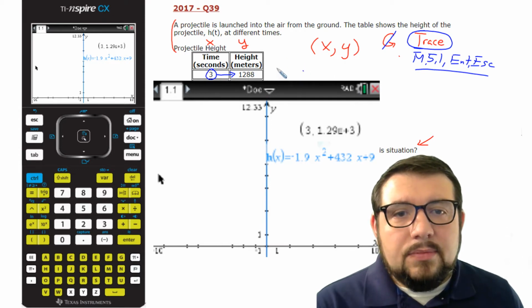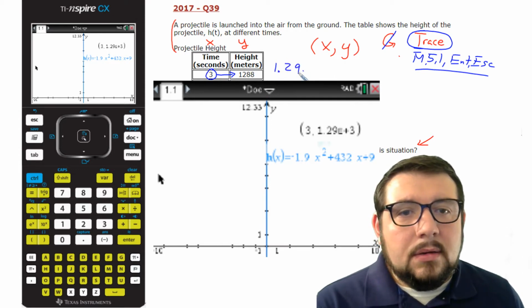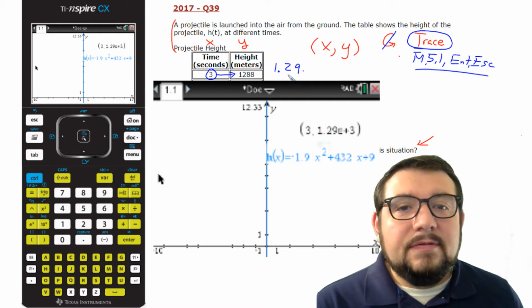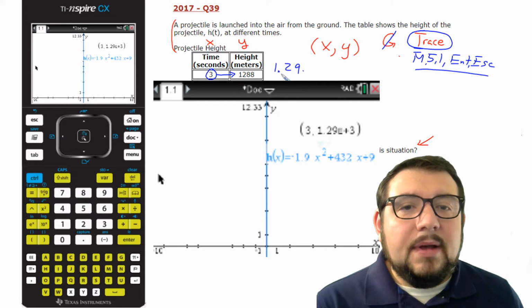Okay, so now I see 1.29, and it says E3. Well, what does E3 mean? Remember, positive 3. Positive means move it to the right. By how many? By 3. 1, 2, 3. And there we go. And then what do I do with the blank space? You're right, I put the number 0. So 1290. And look at that, 1288.